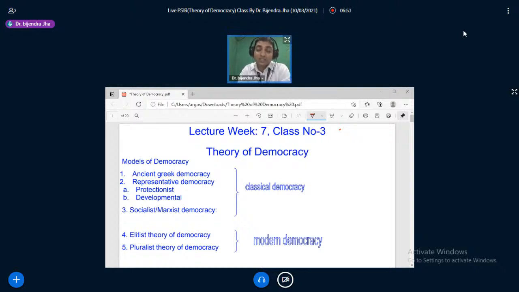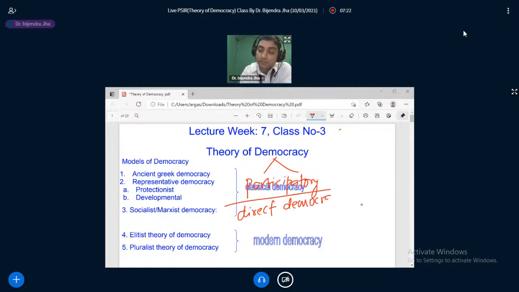Athens was a very small city-state, the entire Athenian Greek city-state was very small, and participatory democracy was possible, right? So basically, democracy is of two types: participatory, where people directly rule themselves. It is also called direct democracy, right? Where people rule themselves directly.